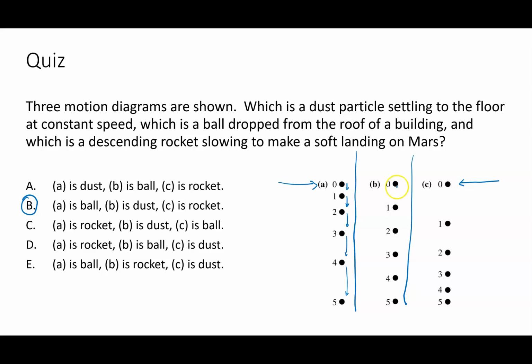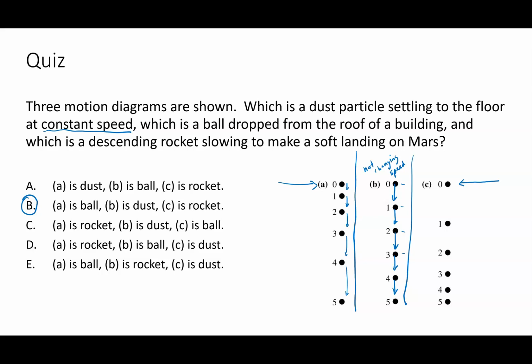In B, it's moving down in every situation, but because these distances are equally spaced, this is not changing speed. Something is keeping it from speeding up on the way down. So in terms of the options that we were given, the dust particle settling to the floor at a constant speed, that's why we would know that is the dust particle.